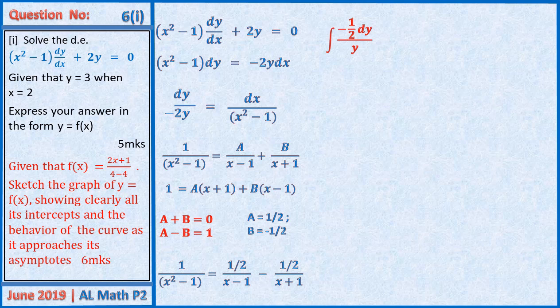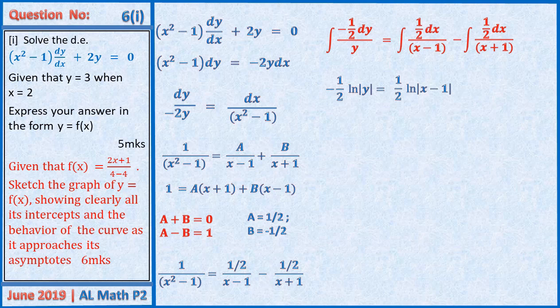So we can now move on to our integration. Integrating both sides, the left hand side will have the integral of a half dy over y, which should be equal to the right hand side, a half dx over x minus 1 minus a half dx over x plus 1. The left hand side will give us a half ln absolute y equals a half ln absolute x minus 1 minus a half ln absolute x plus 1. And you see that a half is common, so multiplying all through by 2, I have minus ln y equals ln of x minus 1 over x plus 1, plus 2 times the constant.